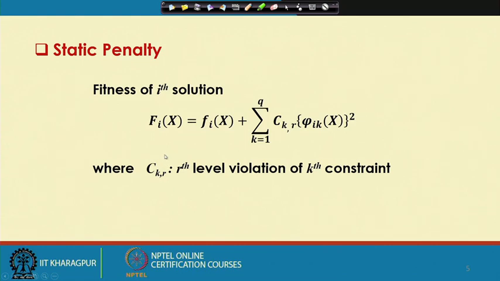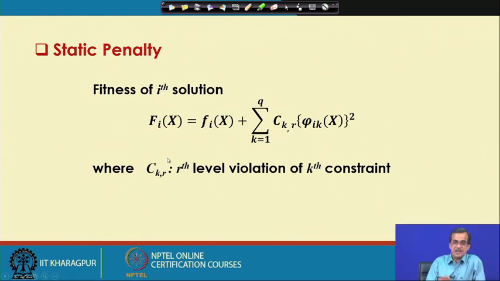Now, if I want to design these two shafts for two different fans, I will have to consider two different values for this particular C k r. Depending on the practical situation or the requirement, the user will have to select the suitable value for this C k r. That means, supposing that I have two functional constraints, we will have to find out which one is more important, whose violation cannot be tolerated so easily.